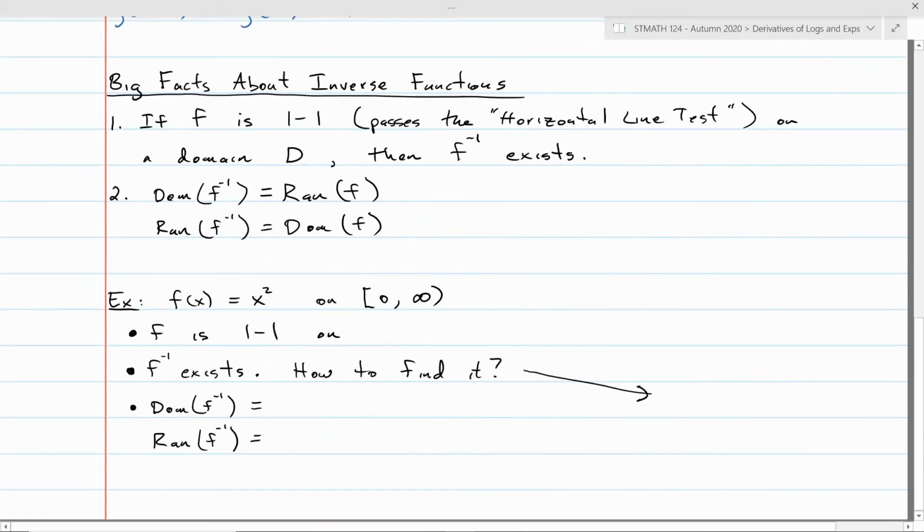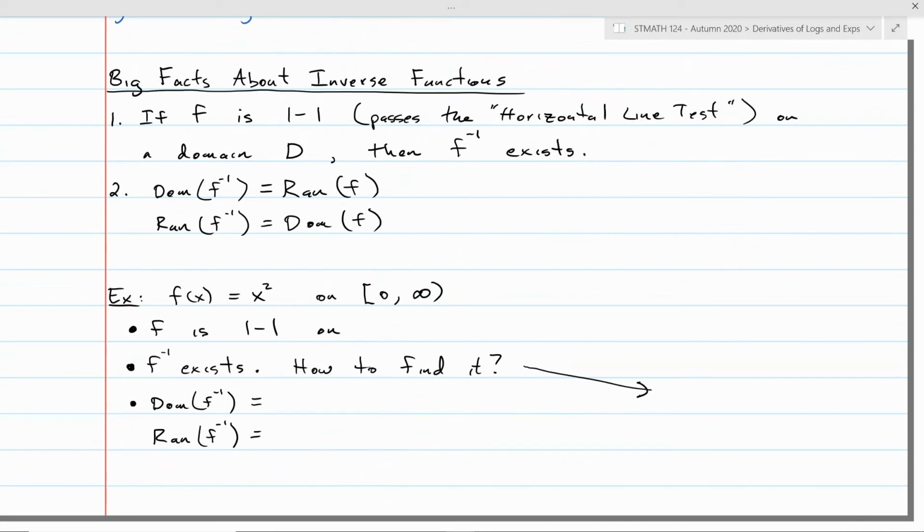Now, a few big facts that we want to remember about inverse functions. The first is, how do you tell when a function actually has an inverse? Not all functions are invertible. So if a function is 1 to 1, which means that it passes the horizontal line test, then you know that that function has an inverse. Now, it doesn't tell you what the inverse is, it just says an inverse exists for the function.